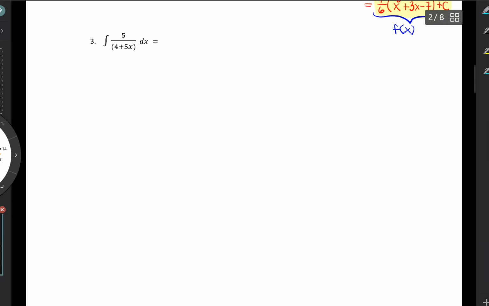So let's read this function. What function did they give us? Here are my bookends. Here's my integrand. I'm trying to fit one of my basic rules. So it's definitely not the e to the x rule, right? Because there's no e to the x in it. So that rule's out. So I only have two more choices.